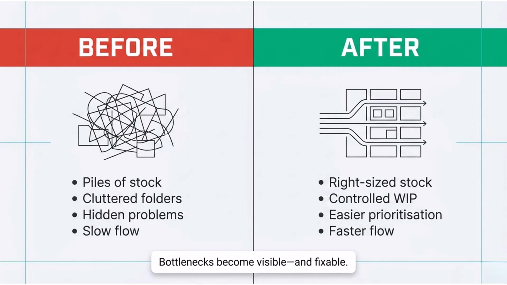On the right hand side, the after, you're going to have right size stock, you're going to control your work in progress, you're going to have easier prioritization, faster flow. If you can get all of that in place, that's when your bottlenecks become more visible and way more fixable. What we always tend to think about is inventory is not just waste, it almost camouflages issues within your business that is actually causing you problems every single day.